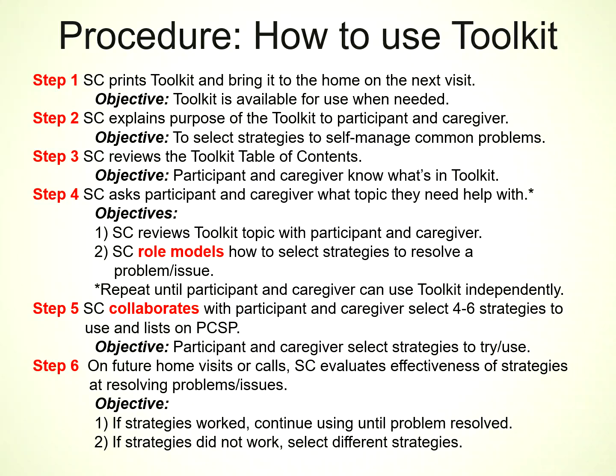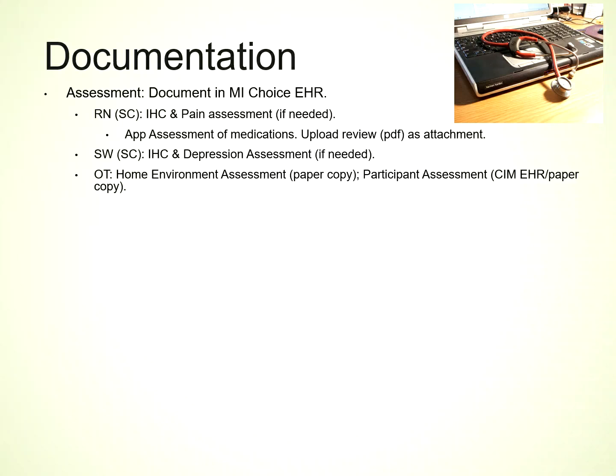And in step 6, on future home visits or calls, the supports coordinator evaluates the effectiveness of strategies at resolving problems and issues. The objectives are, if the strategies work, you continue using them until the problem's resolved, or if the strategies did not work, you select different strategies. So this is the simple procedure on how to use the toolkit to support the model of care. And then you do your documentation of all of these items as usual in your electronic health record.